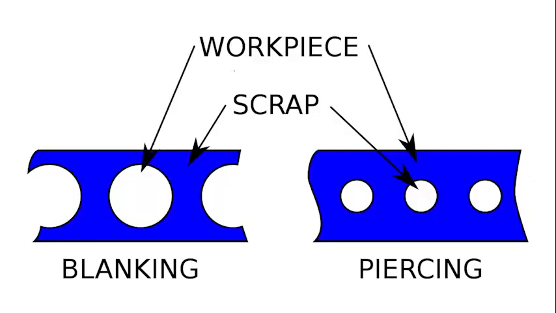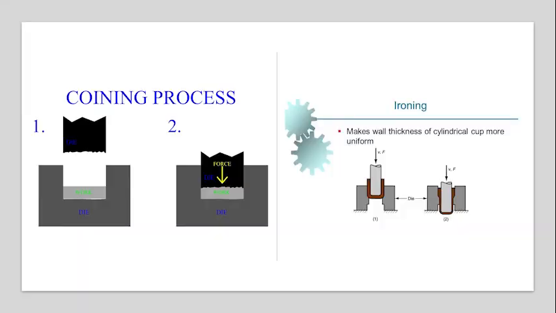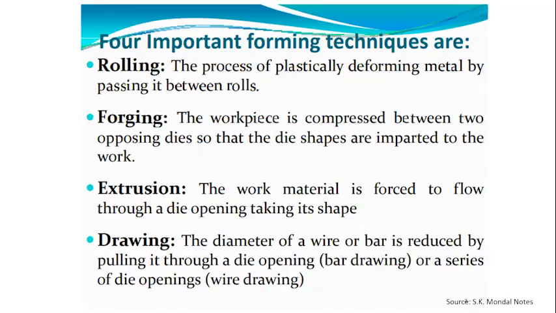So according to your workpiece, suppose your workpiece is the material that you blank, then it is blanking, and if whatever you removed, that is your scrap, then it is piercing, right? So this is the difference that will be in your PPT. Later on you can recommend. Then 2 more sheet metal forming process like coining and ironing. That all we will see in the sheet metal.